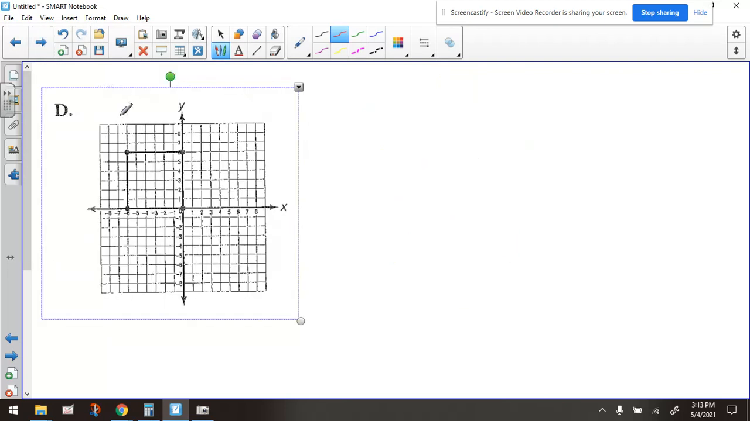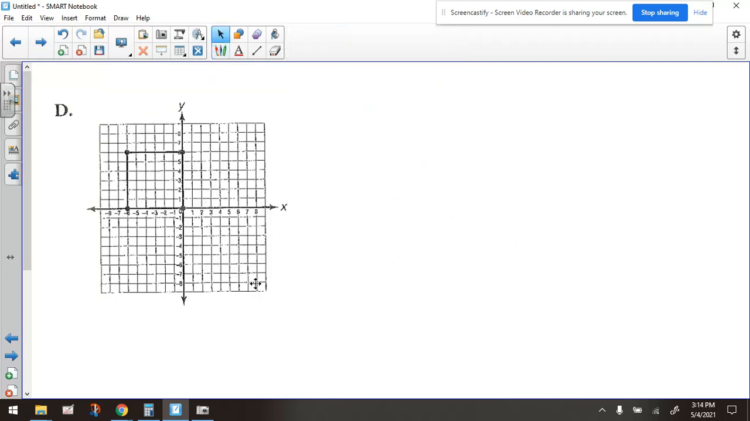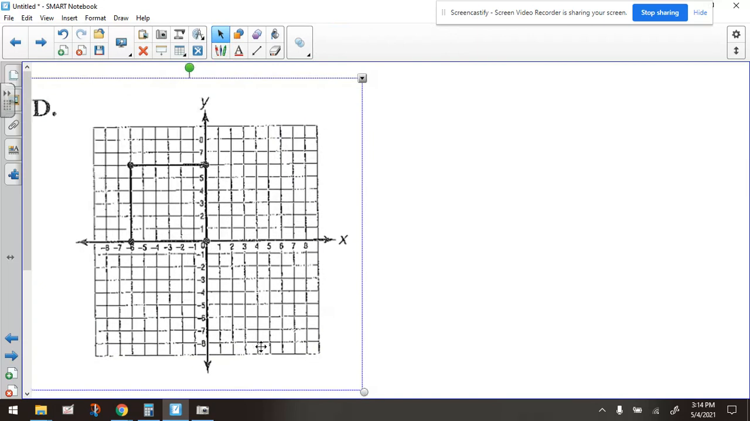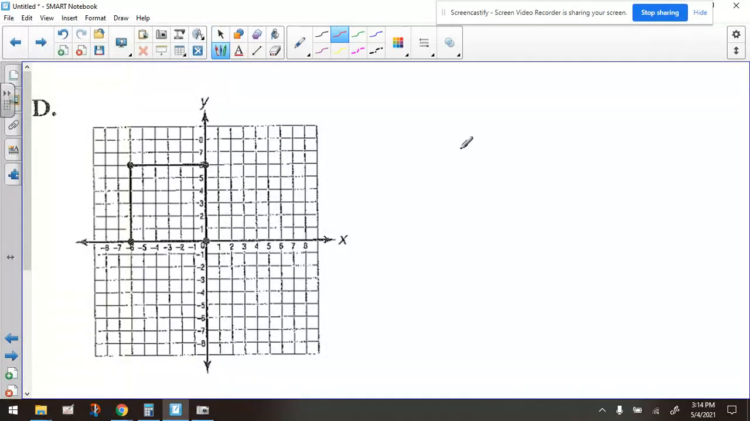All right, let's look at choice D. And maybe I can make this a little bit bigger, but we are looking at a square. Looks like a square to me. So the formula for a square, recall, is side to the second power, or side squared.